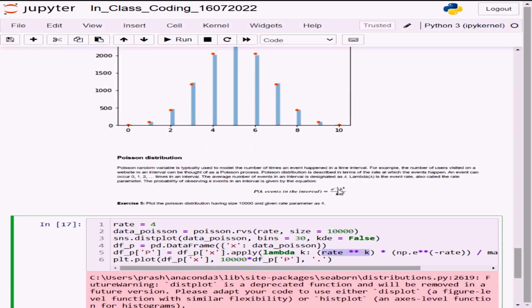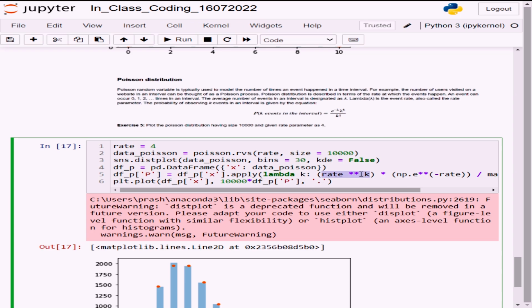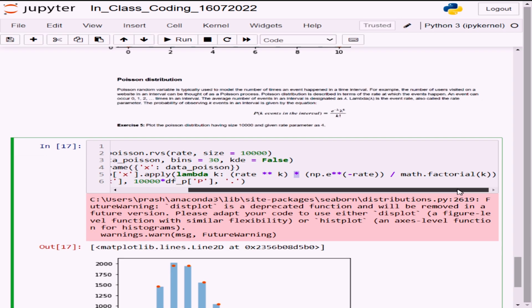You see the equation. There is a lambda power k. Lambda is a rate, according to this problem, so it is rate raised to the power k. Two stars in Python means raised to the power. So that's lambda to the power k. I'm multiplying that with the second part, e to the power minus lambda, that is, e to the power minus rate. Then I divide by the denominator, k factorial, math dot factorial of k.